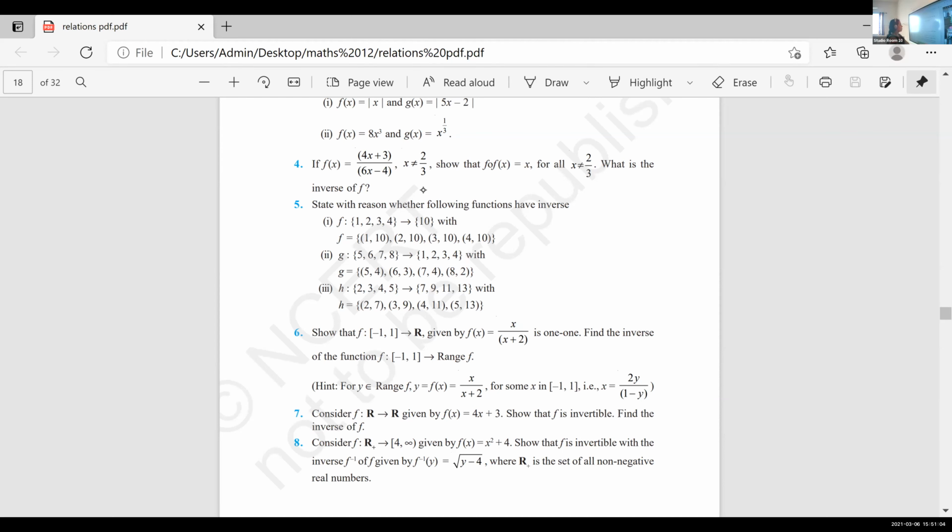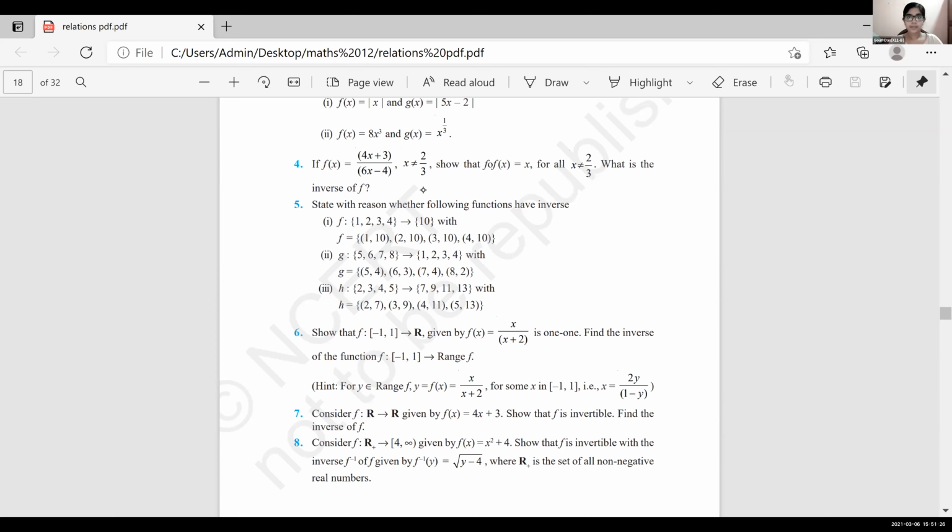Yes. What about the next one, Roman letter 3? It is both 1, 1 and onto, therefore inverse exists. Okay? Is it okay, Gauri?